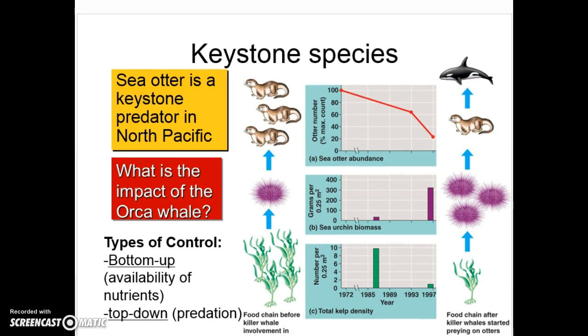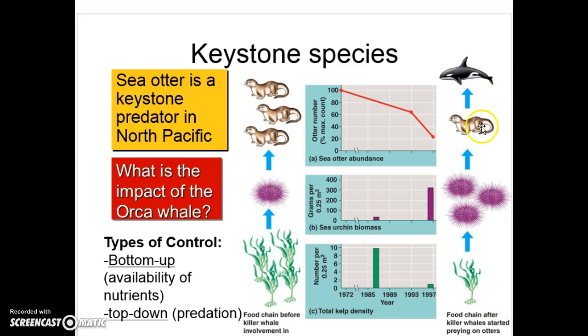So the keystone species is different in that it is not necessarily the most abundant, but it plays such an influential role in the entire food web or food chain of the community, those feeding relationships, that without it, the communities would collapse. It just wouldn't survive. So in this case, we have a sea otter is a keystone predator in the North Pacific, and it eats sea urchins.